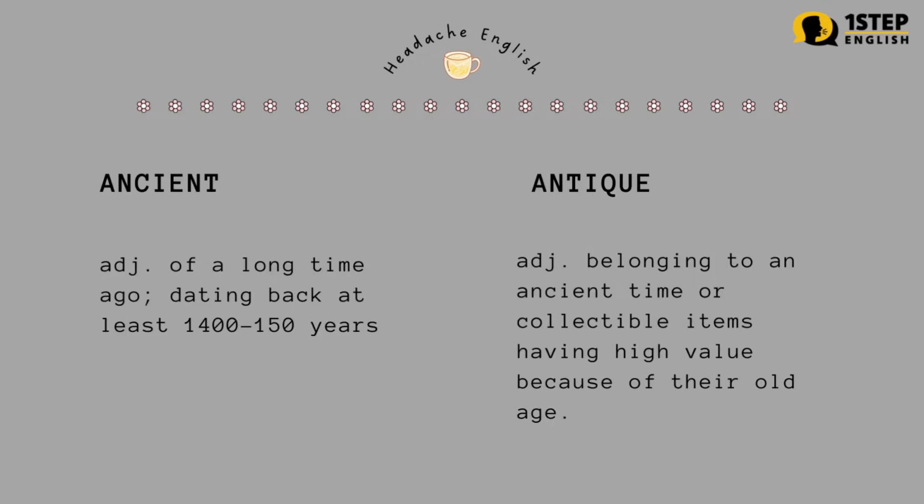Ancient versus antique. Ancient: adjective, of a long time ago, dating back at least 1,400 to 150 years. Antique: adjective, belonging to an ancient time, or collectible items having high value because of their old age.